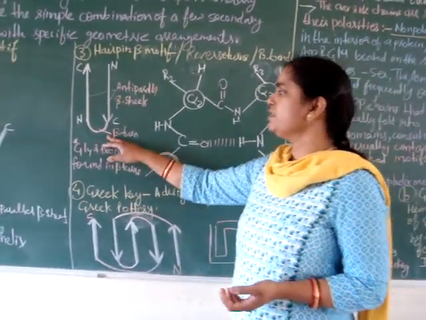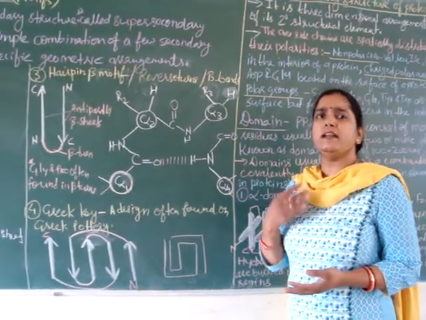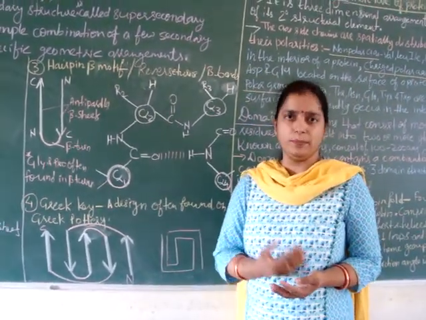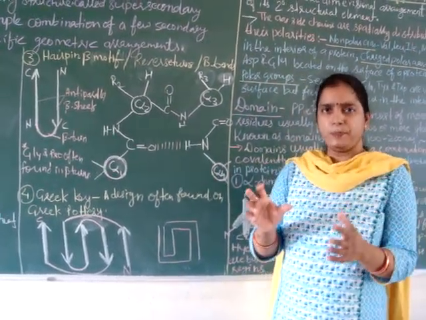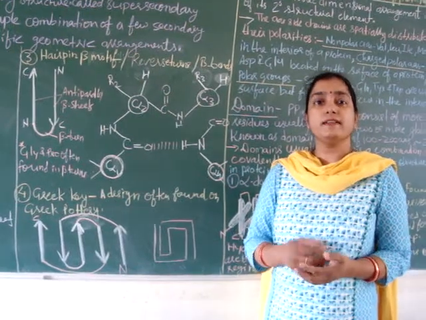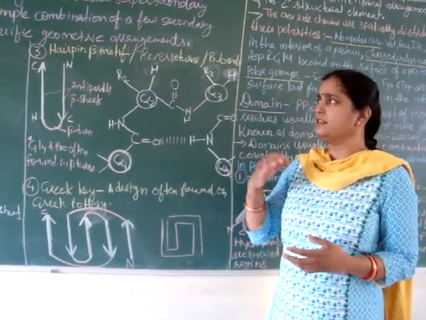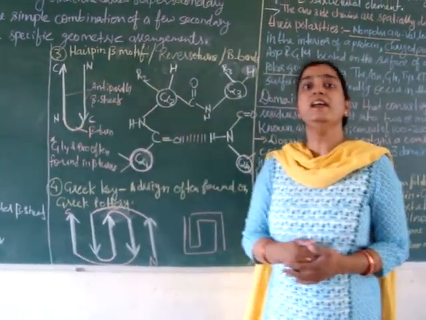This beta turn is a very tight turn that is made up of only 4 amino acids, and out of these 4 amino acids, glycine and proline are always there in the beta turn. Glycine because of its small size, because there is less space, and proline because of its rigidity, because this turn is very tight and rigid. It is just like a hairpin. You can see here the structure resembles a hairpin.